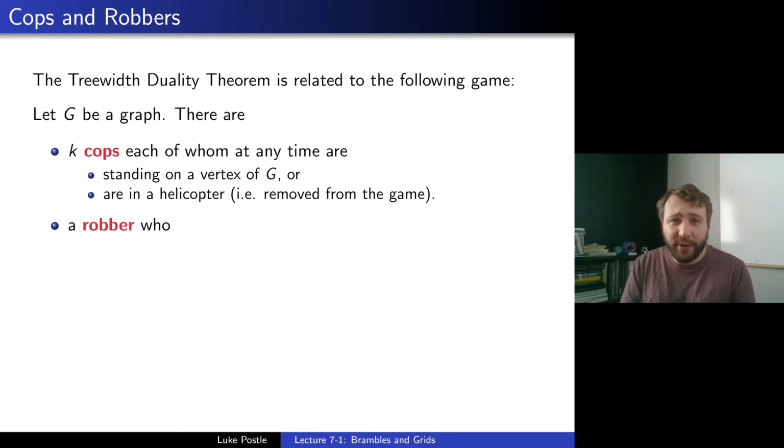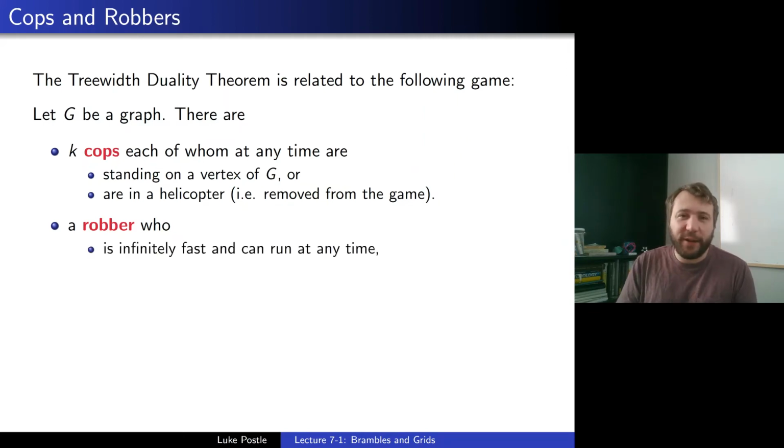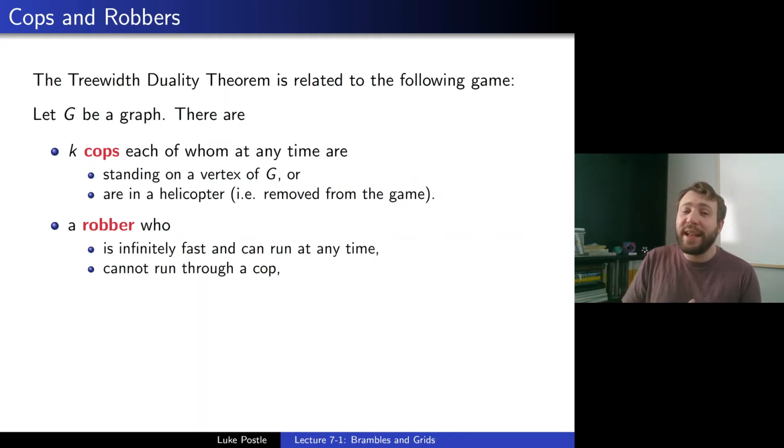And what does the robber get to do? Well, they're going to be infinitely fast. Think arbitrarily fast, and they can run at any time. So if they see a cop coming in a helicopter to land on their vertex, they can run away, to anywhere they can get to. Well, that wouldn't be much of a game if they could just run anywhere. We're going to prohibit that they cannot run through a cop. So they can run, they see it coming, but if they're surrounded completely by other cops, then they're trapped and they'll get caught.